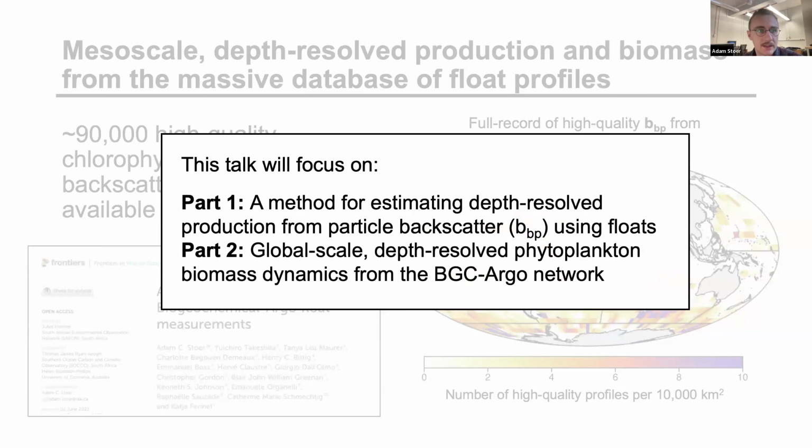And so that's the focus of my talk: using this data to better describe the biomass and productivity of phytoplankton. I'll be splitting my talk basically into two parts. The first one is a method for estimating depth-resolved net primary production using these particle backscattering measurements from the floats. And then in part two, I'll talk about global scale depth-resolved phytoplankton biomass dynamics using the Argo float array as well.